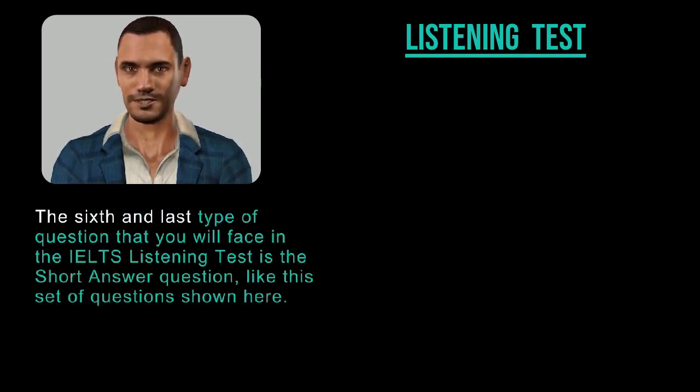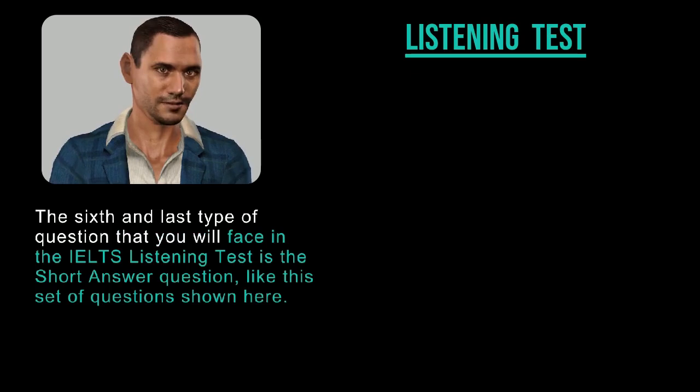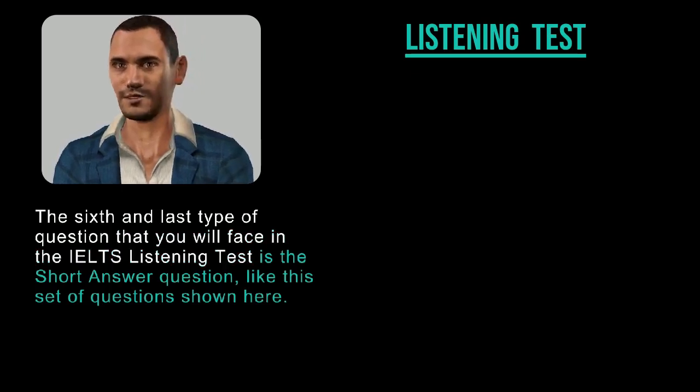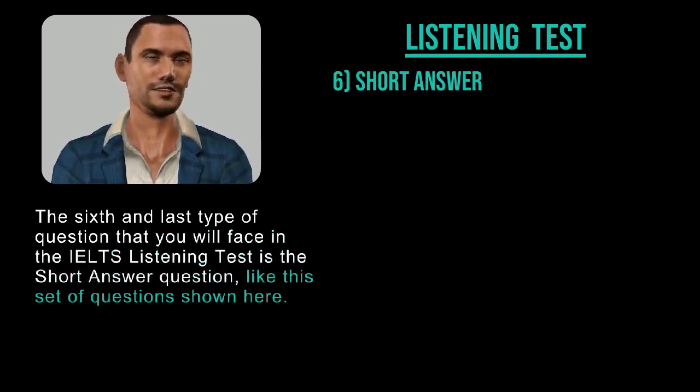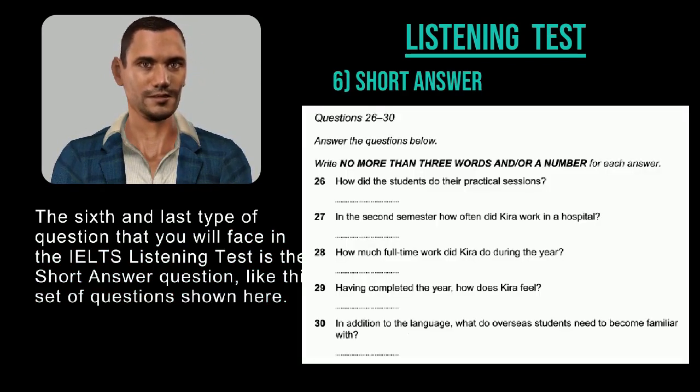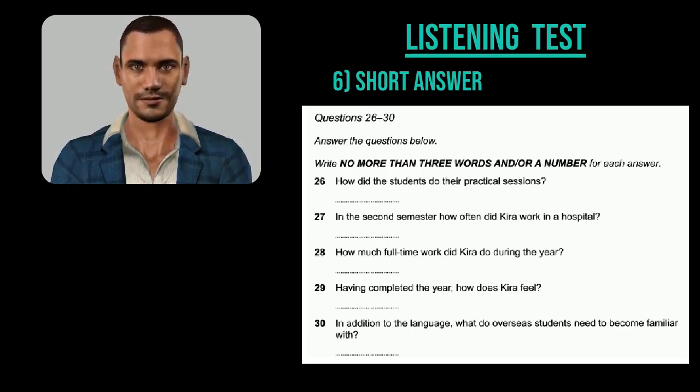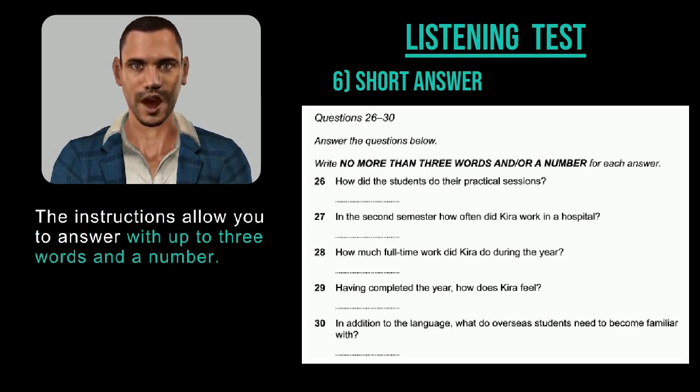The sixth and last type of question that you will face in the IELTS listening test is the short answer question. Like this set of questions shown here. The instructions allow you to answer with up to 3 words and a number.